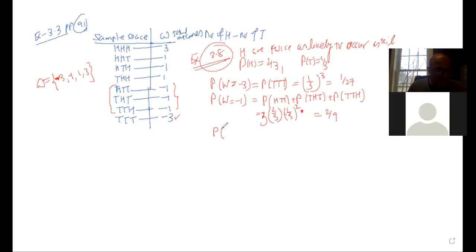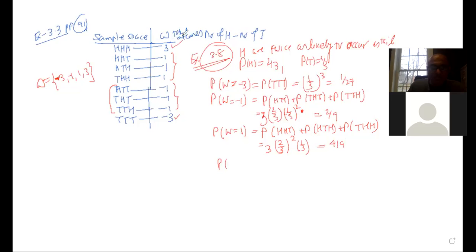Now let me go for the probability of W equal to 1. That is equal to the probability of 1 appearing for these 3 cases: the probability of HHT, plus the probability of HTH, plus the probability of THH. The probability of H is 2 by 3 squared, and the probability of T is 1/3. Same here, so 3 times. So that is equal to 4 by 9.